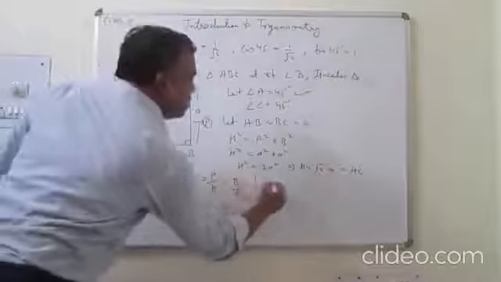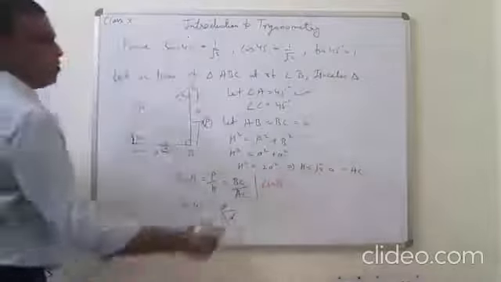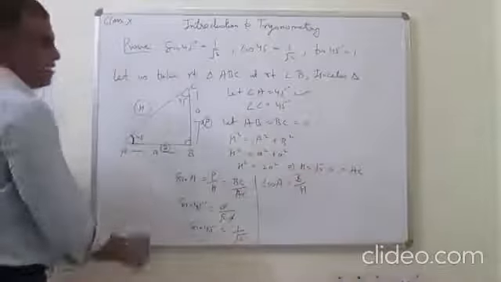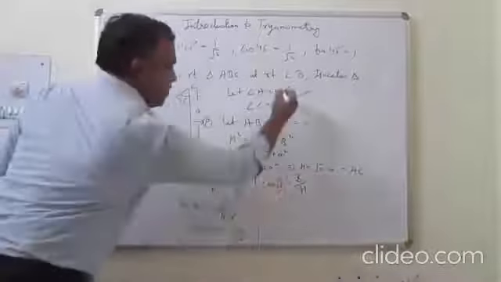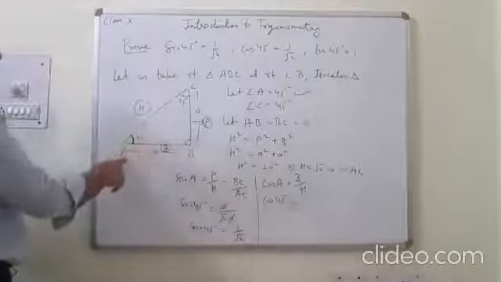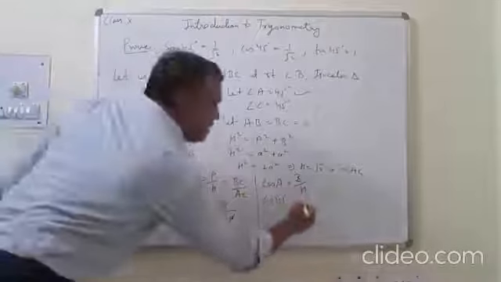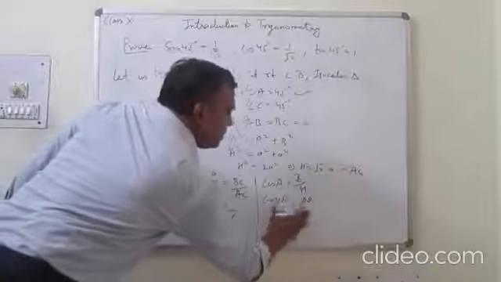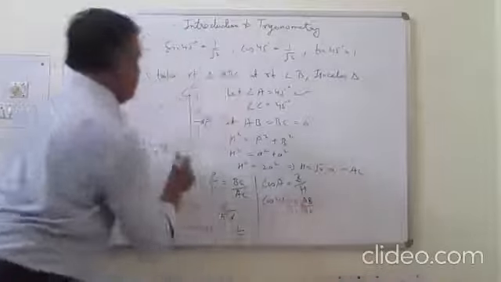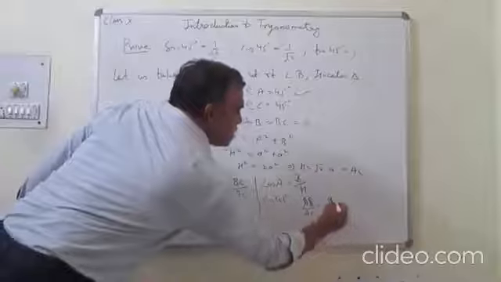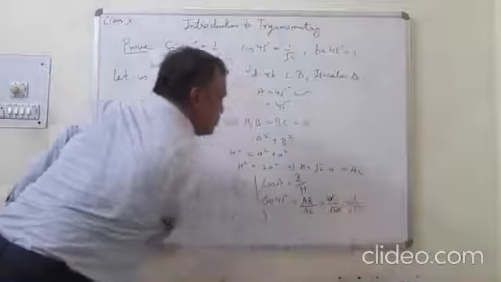Similarly, cos A. What is the formula of cos A? Base upon hypotenuse. What is base? Angle A is 45, put it here. Base is AB. AB upon AC is equal to, what is AB? AB is A and AC is root 2A. This is cancelled out, 1 upon root 2.